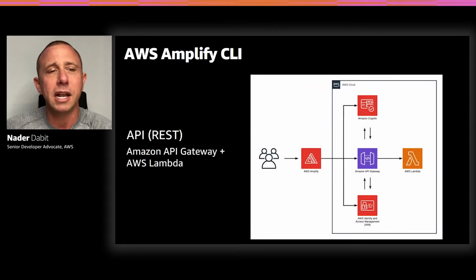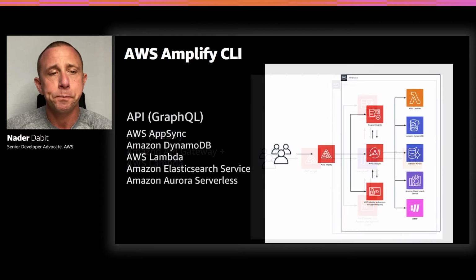The first one we'll take a look at is the REST category. So using the REST category, you can provision a REST API either using Amazon API Gateway and Lambda, or Amazon API Gateway, Lambda, and DynamoDB if you would like to have some data persistence.